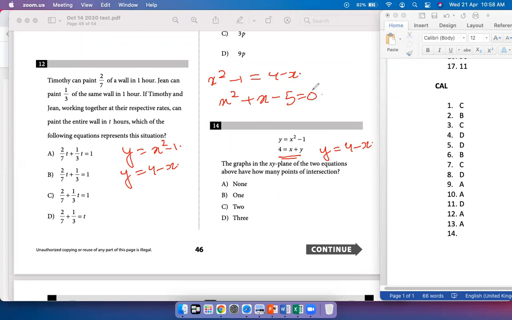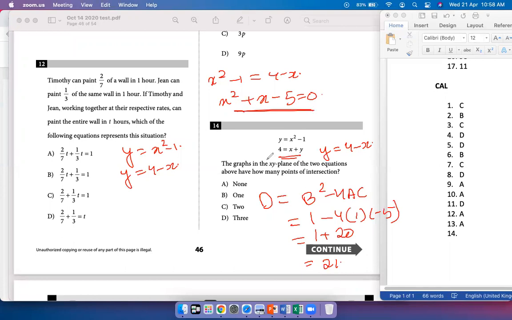Okay, now can I solve this? Let's find out. What is the discriminant of this quadratic equation? b squared minus 4ac. b is 1, minus 4 times 1 times negative 5, which is 1 plus 20. So that's 21. So the discriminant is greater than 0, which means I'll have two distinct solutions for this quadratic equation. And so this system will have 2 points of intersection, right? So that's option C.